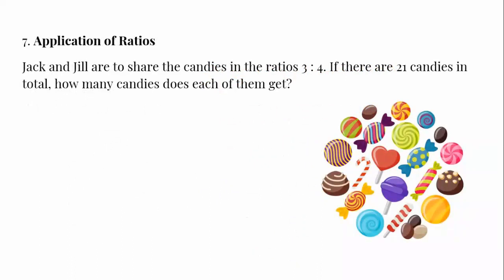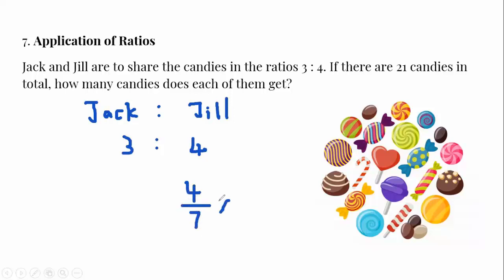Application of ratios. Jack and Jill are to share the candies in the ratio 3:4. If there are 21 candies in total, how many candies does each of them get? So Jack is to Jill equals 3:4. So the number of candies got can be found by multiplying the fraction that Jill got by the total number of candies, which is 4/7 times 21, which equals 12 candies. Then Jack got 3/7 times 21, which equals 9 candies.